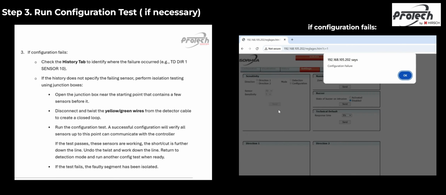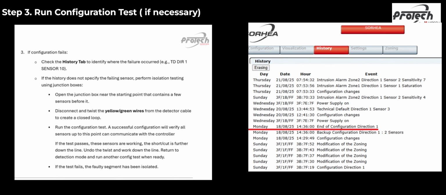If you fail the test, check the History tab to identify where the failure occurred. So let's look at this example. End of configuration, direction 1. If the history does not specify the failing sensor, perform an isolation test using junction boxes. In our live demo, our first junction box exists after the second sensor. Because we failed the test and it said end of configuration direction 1, we don't know where it failed at.